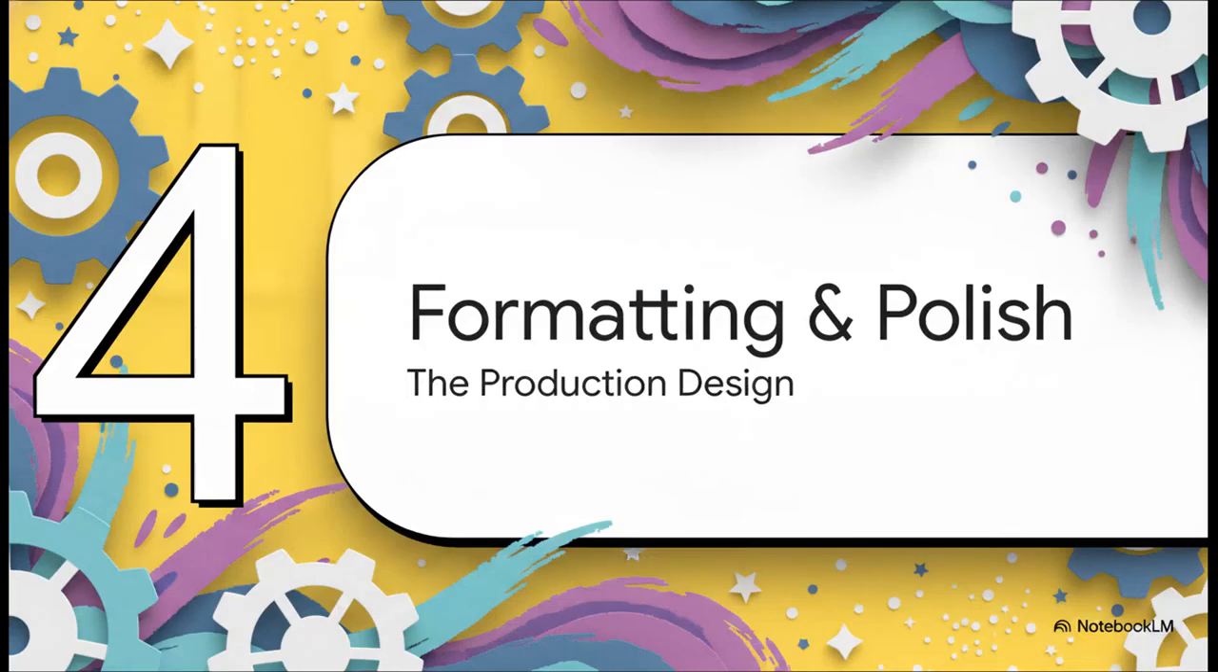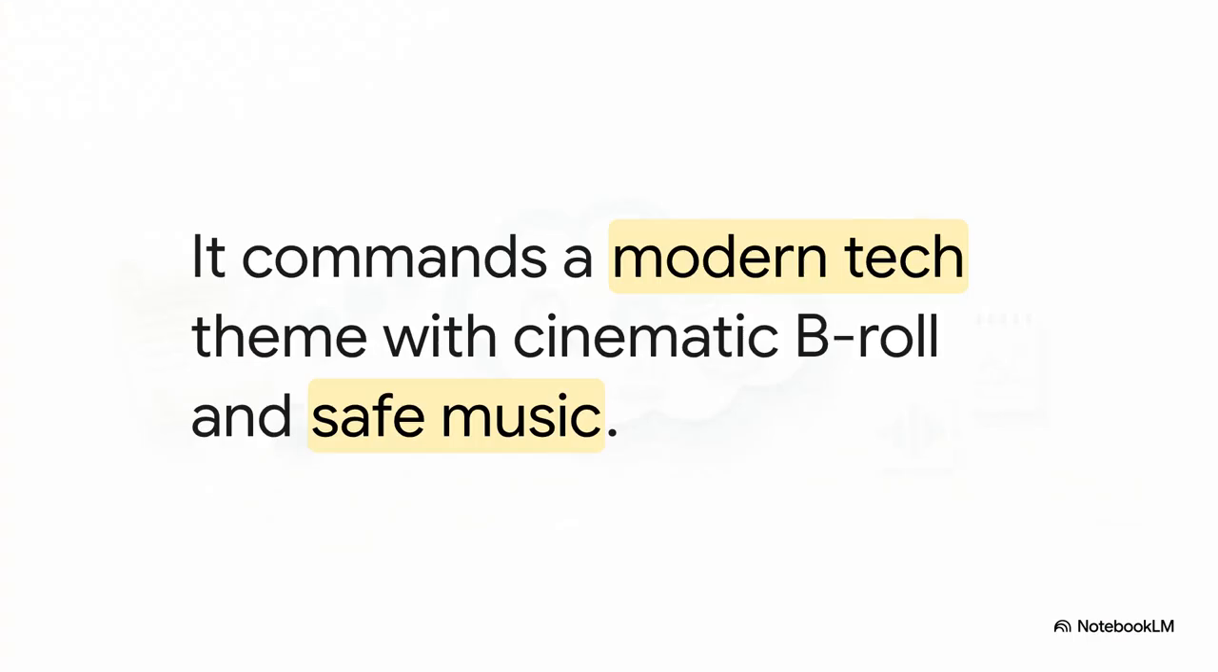Finally, we hit Section 4, formatting and final polish, the production design. This part is wild because this text essentially acts as a complete, self-contained production design document. It commands a modern tech theme, specifies the inclusion of cinematic B-roll, and even handles the annoying platform logistics by mandating copyright-safe background music. The creator isn't just writing a script here, they are stepping right into the shoes of the film director and the post-production supervisor all at once.